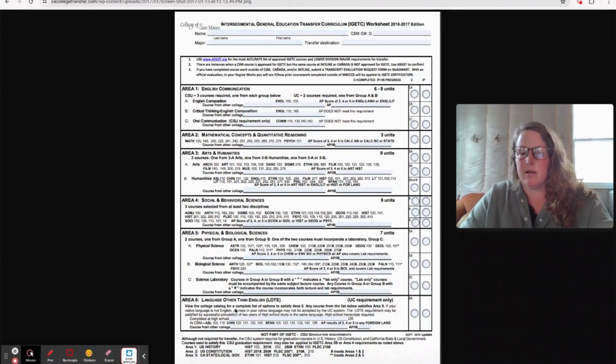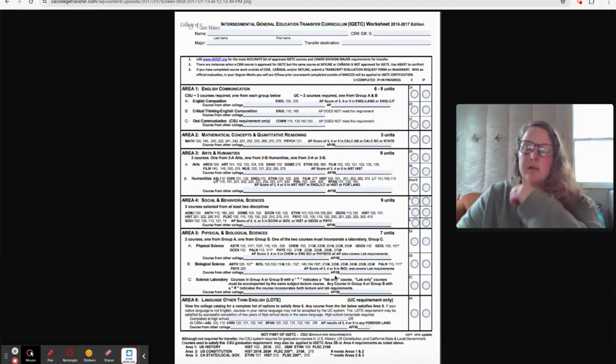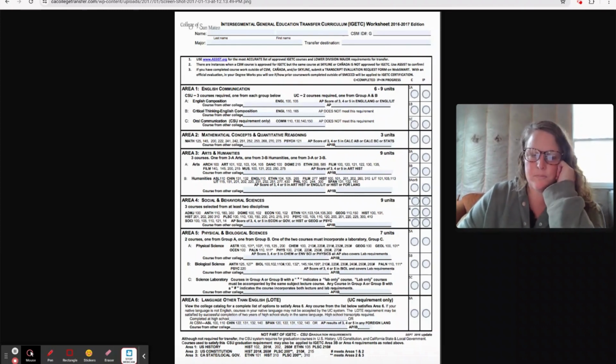And then the UC requires you to have a language requirement. And AP in foreign language 3, 4, or 5 would cover this. So once you're done with that, it's not very much actually. It gives you some more instructions down here, but once you're done with this, then you're ready to transfer to university.